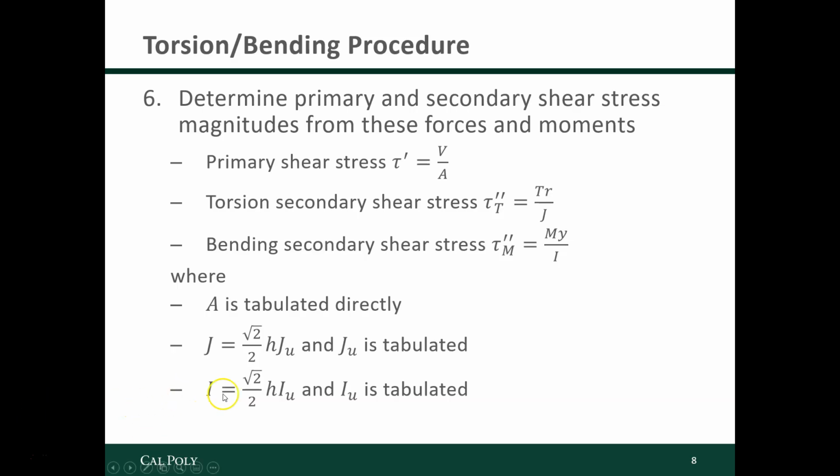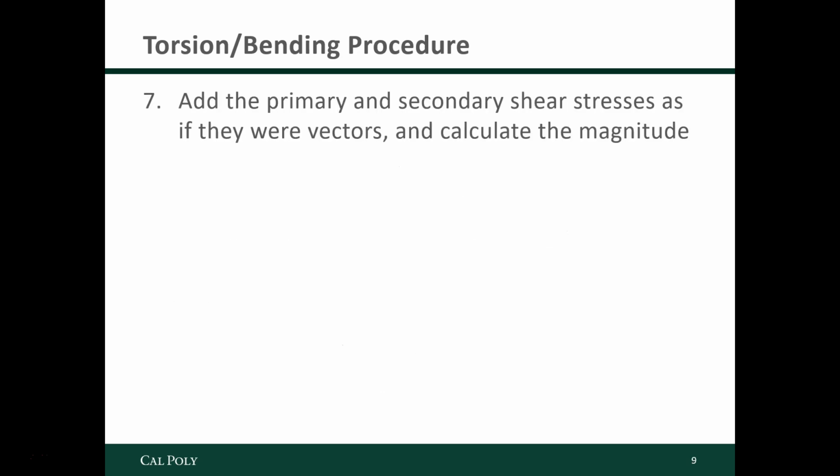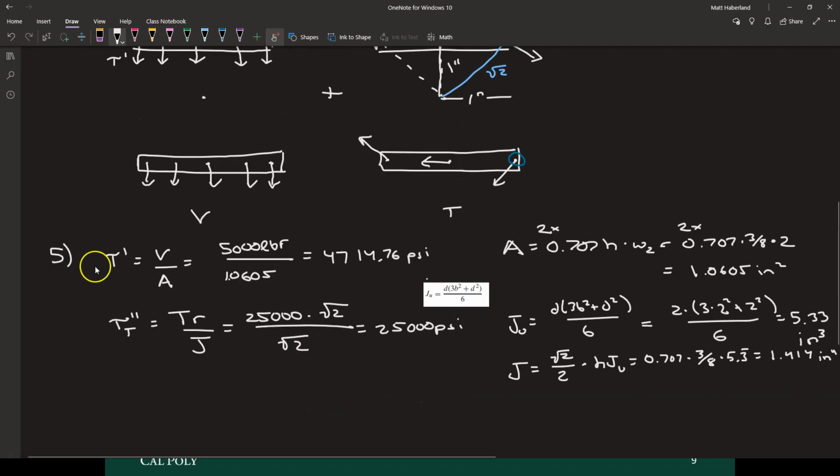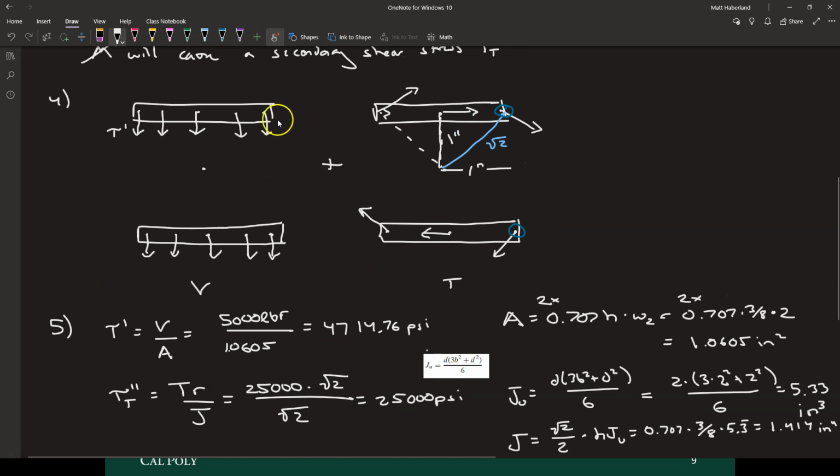Back to the slide, IU is tabulated similarly. That's when we need to solve for moment secondary shear stress. We don't have that in this problem. Then we add the primary and secondary shear stresses as though they were vectors and calculate the magnitude. So tau prime is the magnitude of this here.